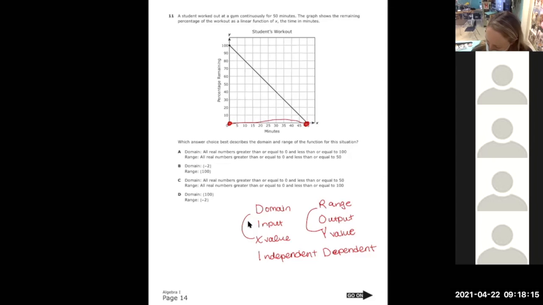And on the y-axis, it goes from 0 to 100. Right? It's not just one value. So B and D are not the correct answers. That would only be if you had just like 1 point, that it would be one number for each of those. Since it's a line, it needs to be all real numbers in between the 2 points, okay? So domain is X, so it needs to go to 50, and that answer is C, okay?